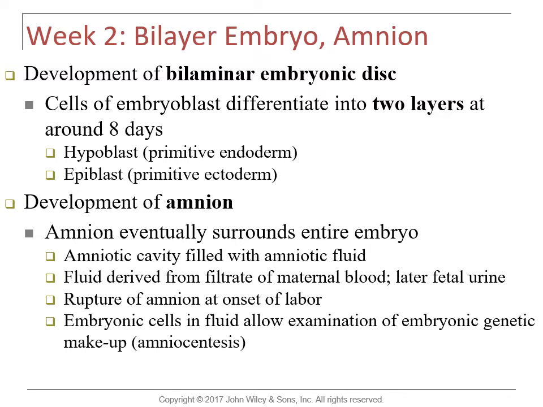The development of the bilaminar embryonic disc. Like those of the trophoblast, cells of the embryoblast also differentiate into 2 layers around 8 days after fertilization. So we have a hypoblast and the epiblast. The hypoblast is also called primitive endoderm, and the epiblast is also called primitive ectoderm. Cells of the hypoblast and the epiblast together form a flat disc referred to as the bilaminar embryonic disc. Soon, a small cavity appears within the epiblast and eventually enlarges to form the amniotic cavity.